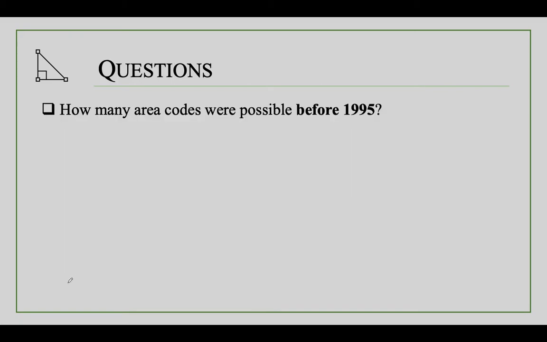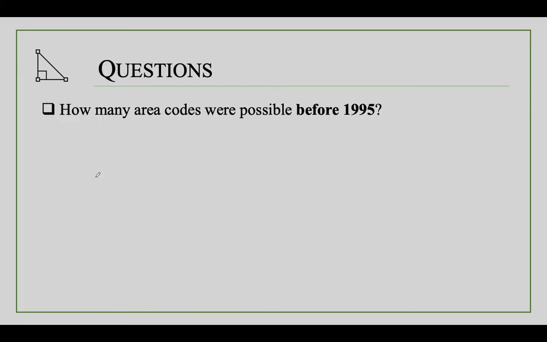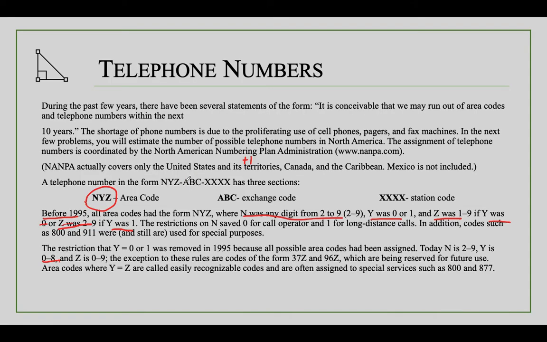So my first question to you all is, how many area codes were possible before 1995? Okay, so we're going to use the fundamental counting principle here. And in order to solve this, we need to first think about, well, what is an area code? Okay, well, I know my area code is NYZ. So I know I have N, Y, and Z, and I'm looking for those combinations.